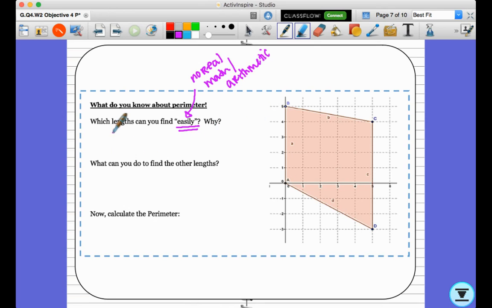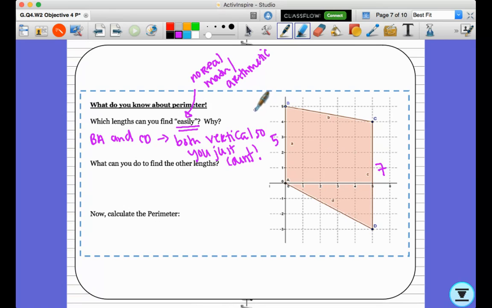So I'm referring, and maybe this is where your head went, to BA and CD, right? Because they're both vertical. So you just count, right? I know that BA has a length of 1, 2, 3, 4, 5. And I know that CD has a length of 1, 2, 3, 4, 5, 6, 7. And I really didn't have to do any arithmetic. It was just counting. And so that's what I mean by what can I find easily.